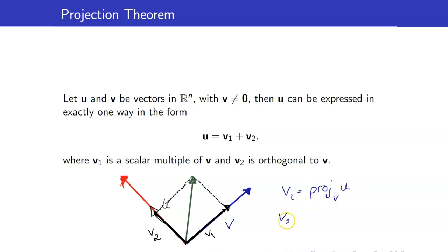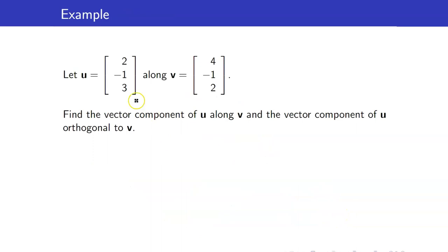And how do you get V2? You do not need to get this vector orthogonal to V and then project U there. What you just need to do is, from this equation, V2 is just equal to U minus V1. Let's have an example. We still have the same vectors, U and V. Now we want to find the vector component of U along V and the vector component of U orthogonal to V. That is, we want to write U as V1 plus V2.